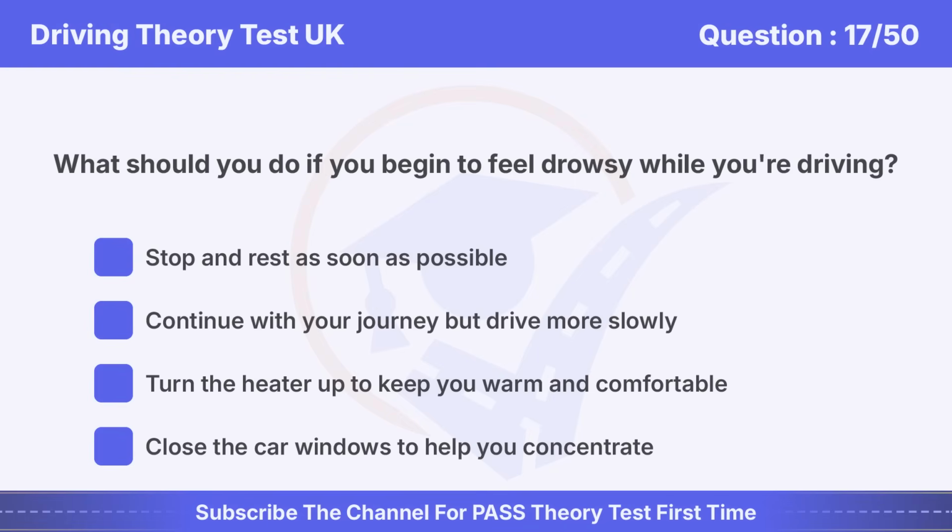Question 17. What should you do if you begin to feel drowsy while you're driving? Option A. Stop and rest as soon as possible. B. Continue with your journey but drive more slowly. C. Turn the heater up to keep you warm and comfortable. D. Close the car windows to help you concentrate.